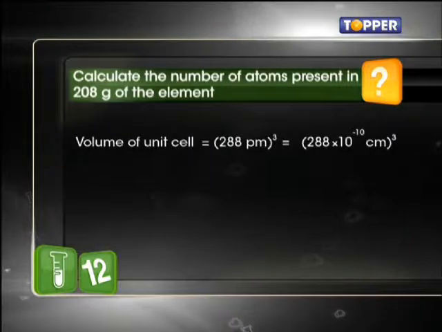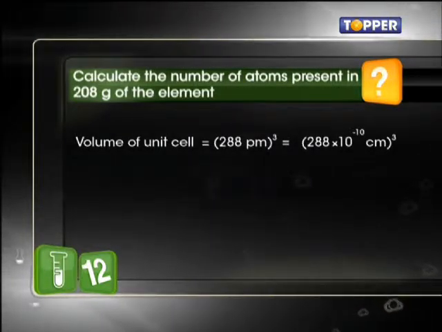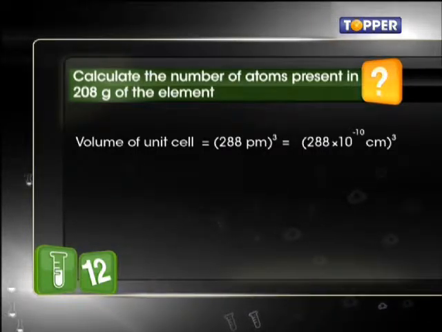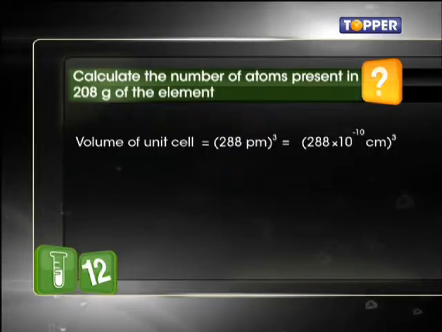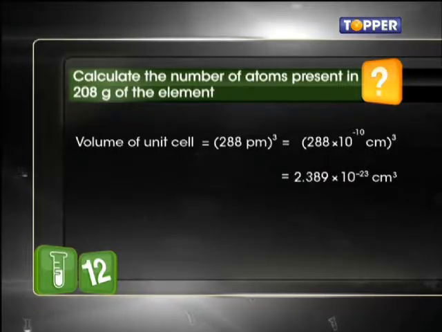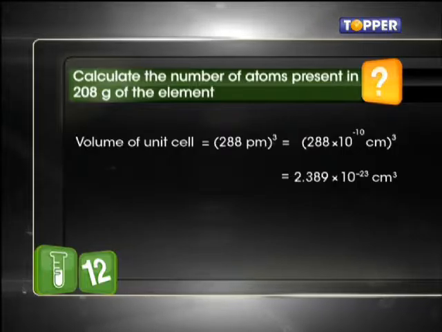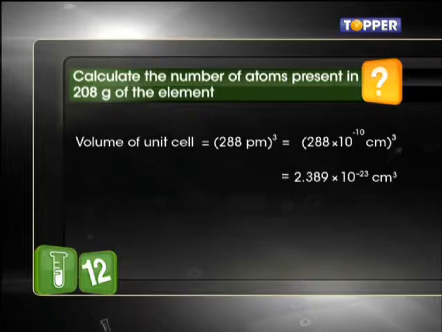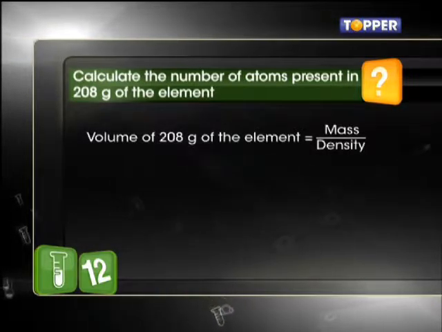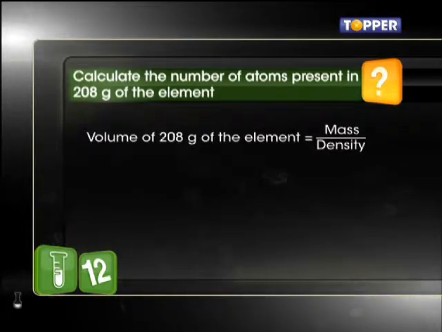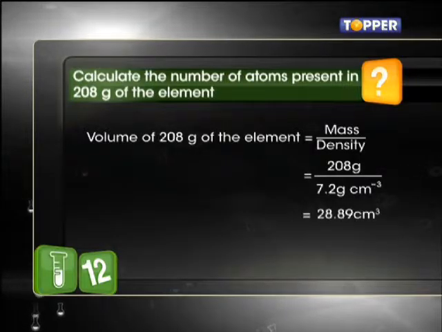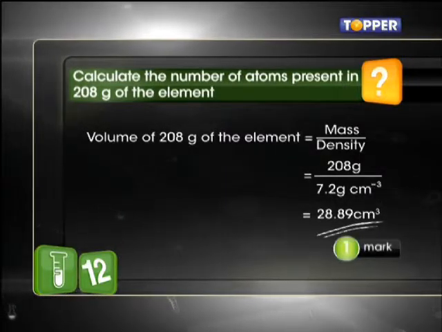In this question, the volume of the unit cell is calculated in picometer. So our first step will be the conversion of this volume into centimeter cube. This comes out to be 2.389 × 10^-23 centimeter cube. Now we will calculate the volume of 208 grams of the element by dividing the mass by density. The value comes out to be 28.89 centimeter cube.